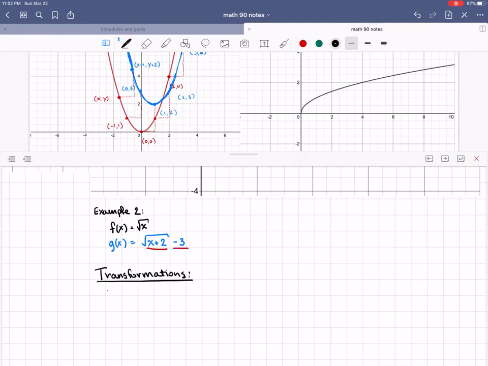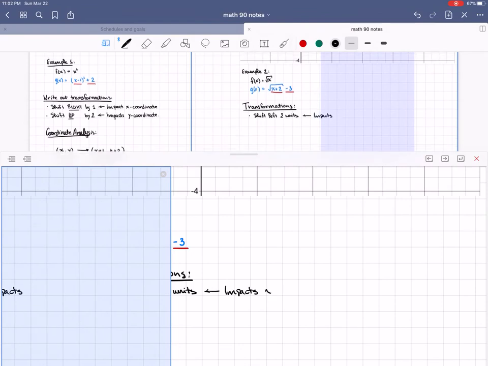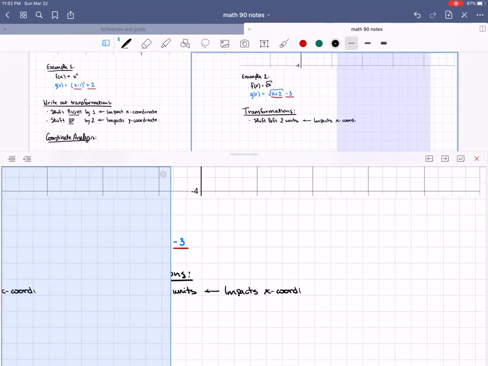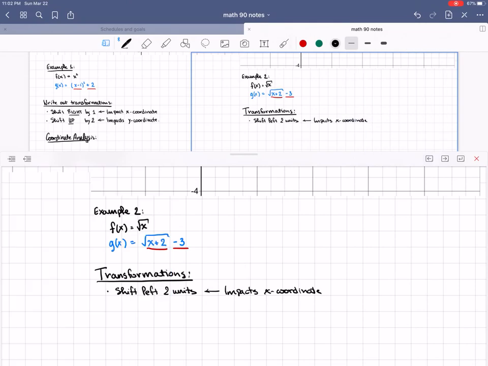So the replacing of x with x plus 2 is a shift left 2 units, which again is a transformation that impacts the x coordinate. And then the minus 3 is a shift down 3 units, and that impacts the y coordinate.